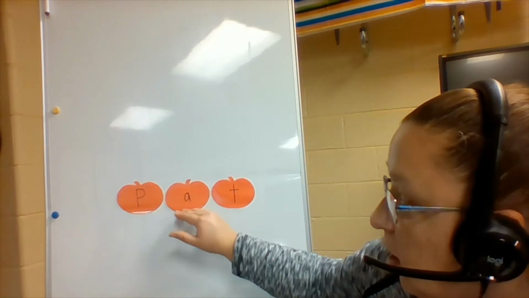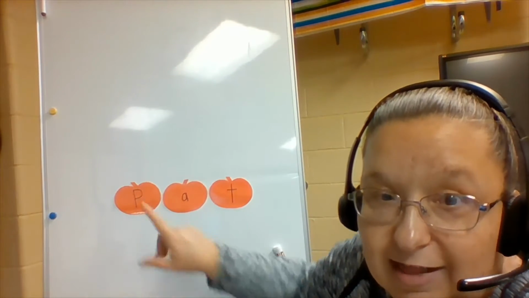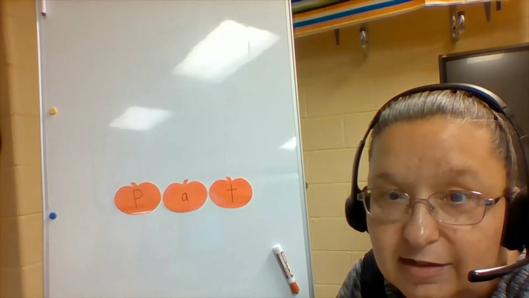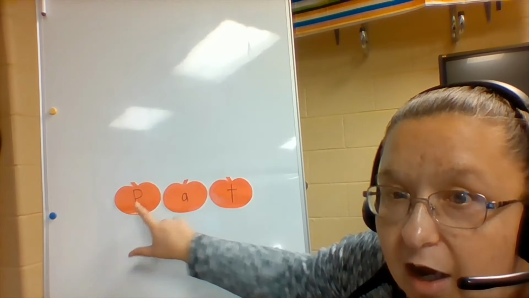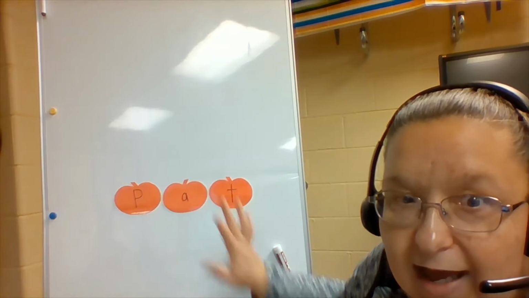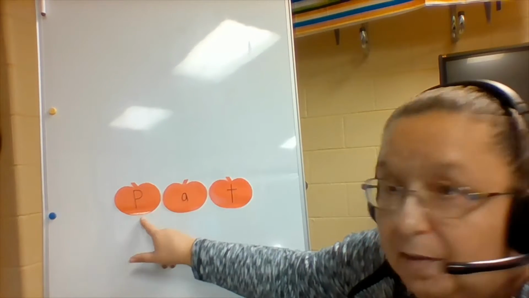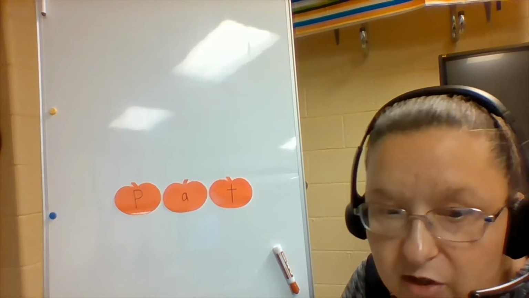Now look what happens if we keep at and we add an uppercase P for a name. We already know A and T is at. We just need to add this P at the beginning. Ready? P, at. P, at. Pat. Pat is the word.